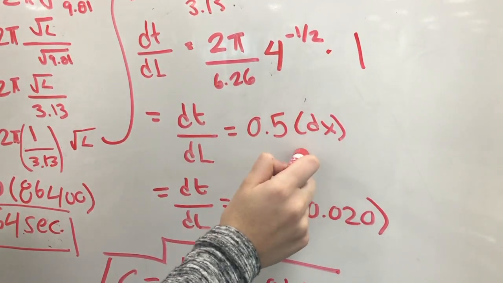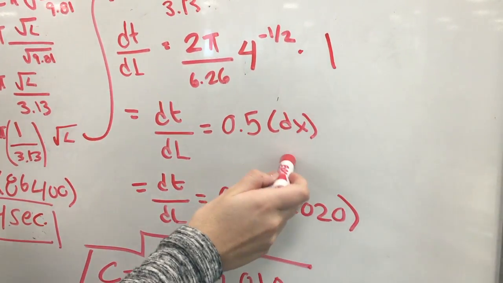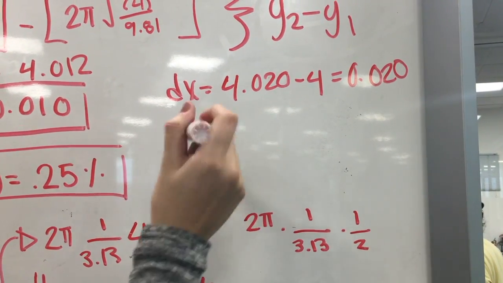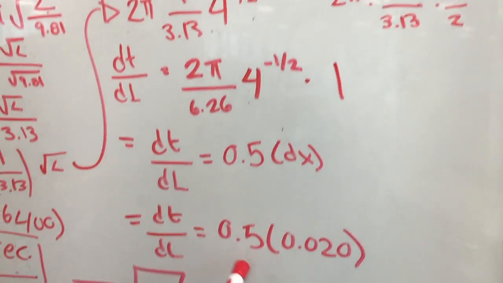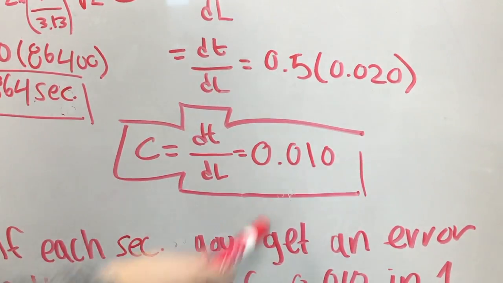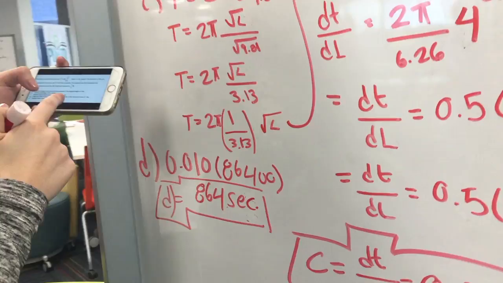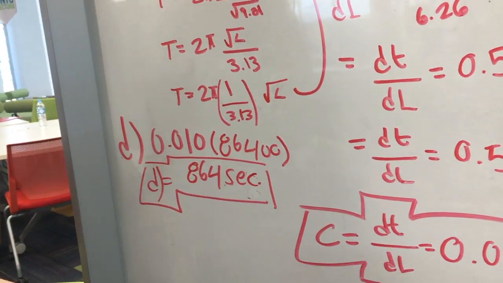Then I need to multiply it by dx. So I know that dx is 0.20 because I did x2 minus x1 and got 0.20. So I multiplied both of these and got 0.010.